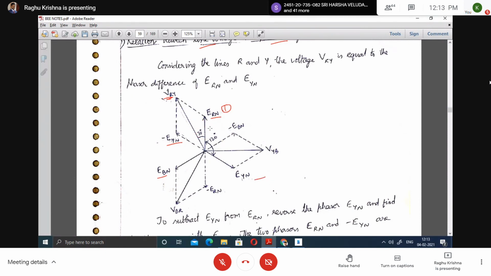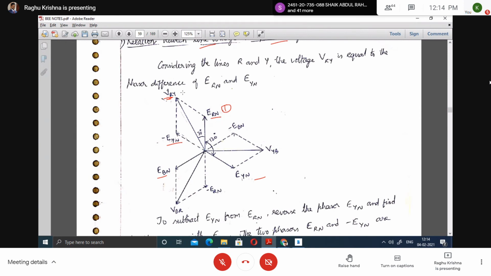Okay, next. We have got the line voltage. Here VRY is the line voltage, whereas ERN is the phase voltage. Understood the phasor diagram? How to draw? Can you draw this one? Yeah, please respond.